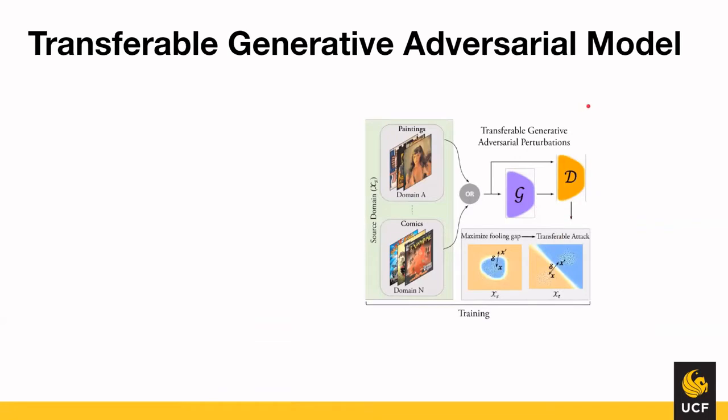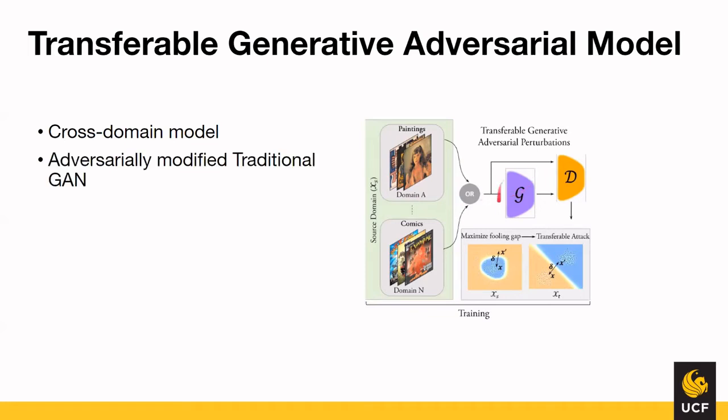So let's look at the model itself now. We can train this GAN model using different data distributions. Hence, it is a cross-domain model. On top of this, the model itself is an adversarially modified traditional GAN model where the generator has some downsampling, residual, and upsampling blocks, while the discriminator is just a standard classifier.